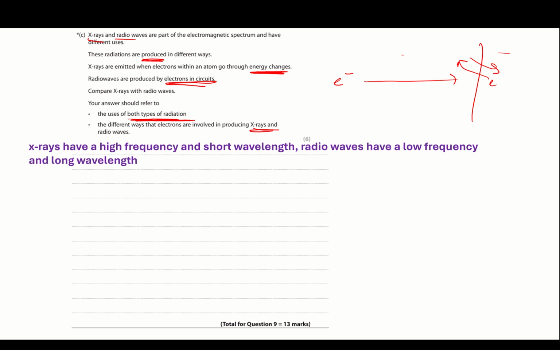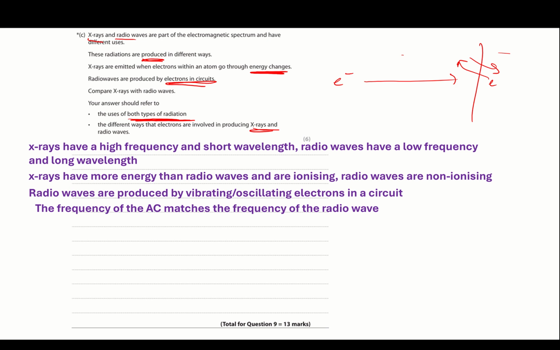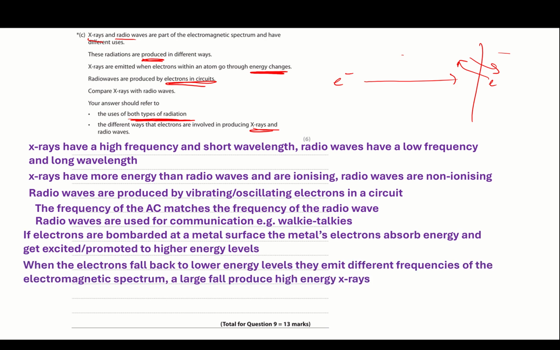X-rays have high frequency and a short wavelength, radio waves the opposite. X-rays have more energy and are ionizing, radio waves the opposite. Radio waves are made when we vibrate electrons in a circuit. The alternating current will match the frequency of the radio wave, and they're used for walkie-talkies. I'm going to miss that part out.